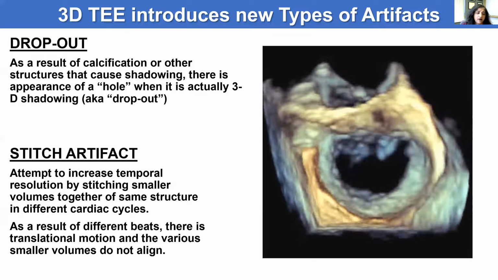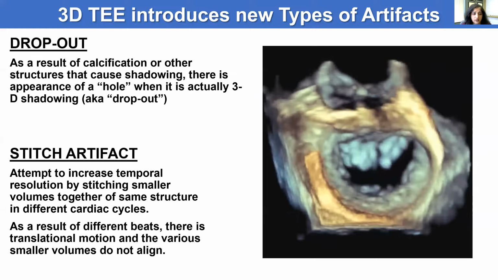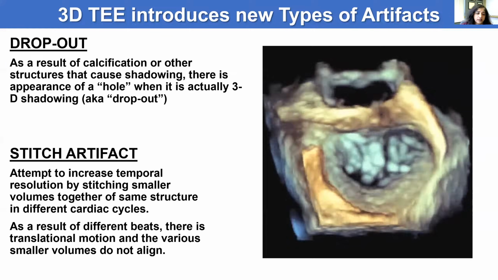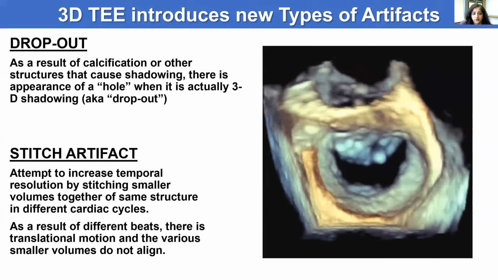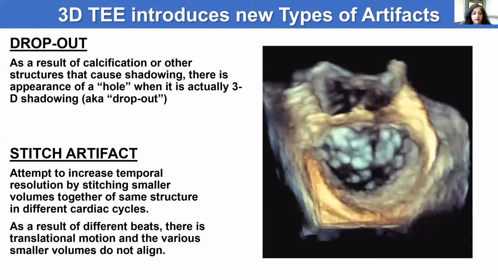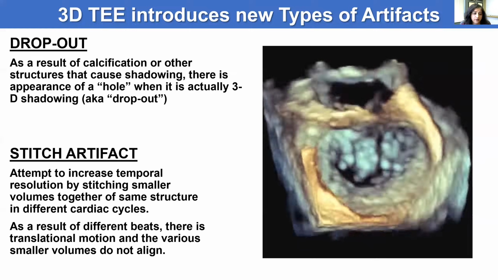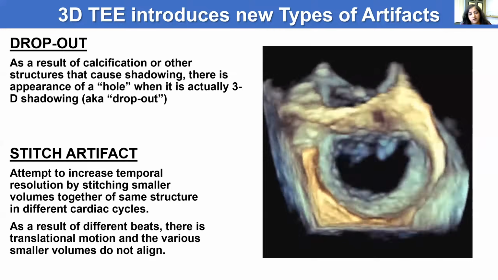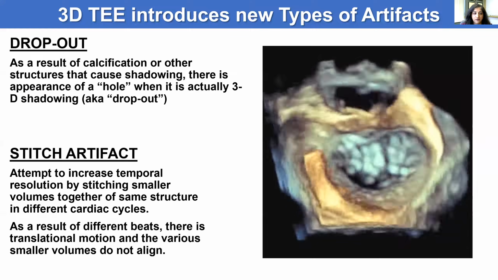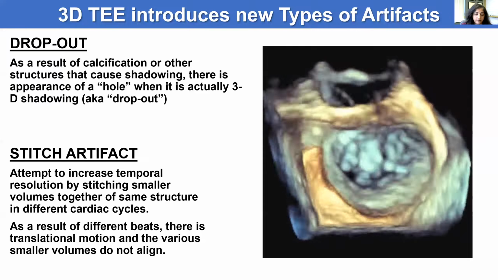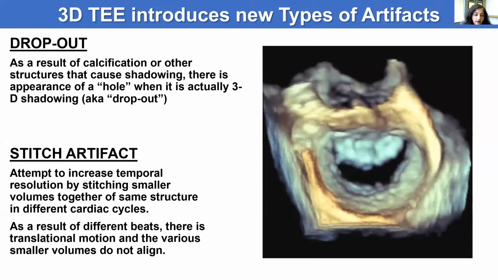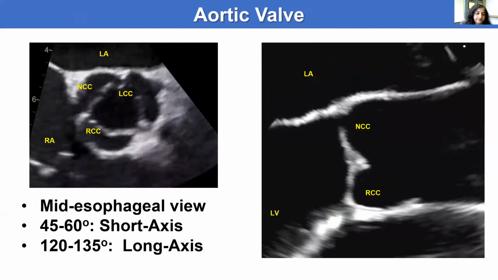Stitch artifacts are less common. In an attempt to increase the temporal resolution and spatial resolution of 3D TE, certain softwares would stitch together smaller volumes over different cardiac cycles. And as a result of the different beats, there was some translational motion of the heart, and various smaller volumes may not align. I will say that these stitch artifacts were very common maybe 10, 15 years ago, and have really gone away as technology has improved.